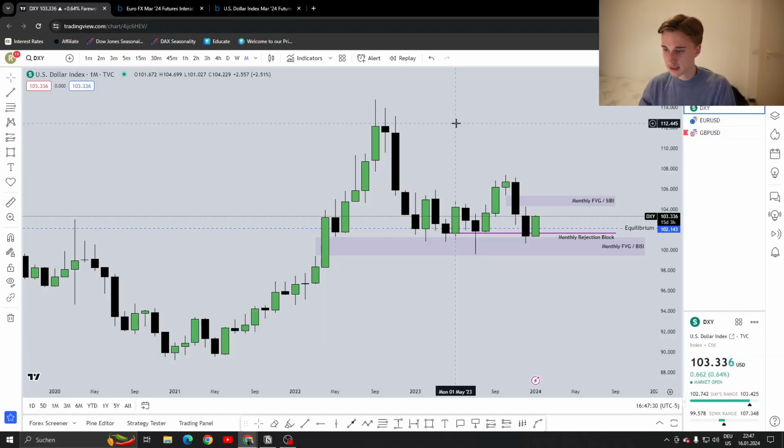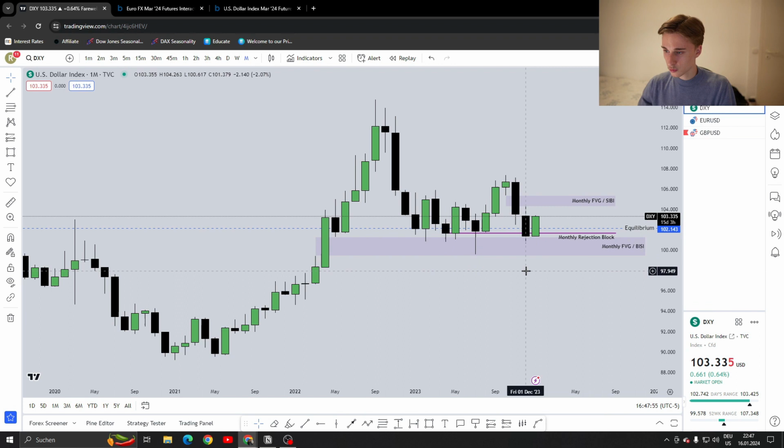So first, let's look at the DXY chart, and as you can see, the last two trading months we have been declining, and we traded down into a monthly rejection block delineated by these candle bodies. We took out the liquidity below this monthly rejection block, and now we're seeing a bullish impulsive move at the beginning of the January trading month of the new year.